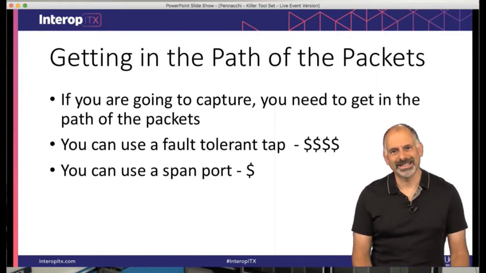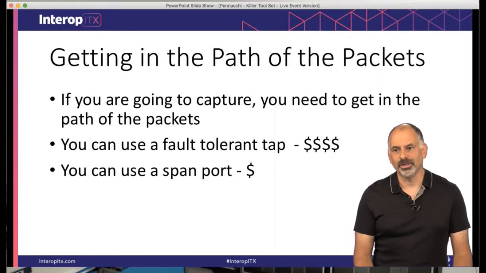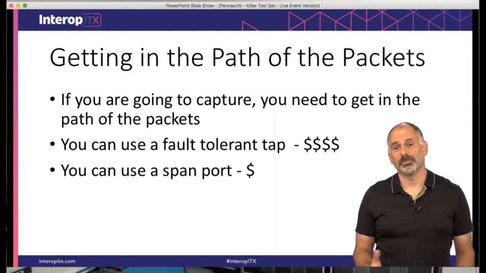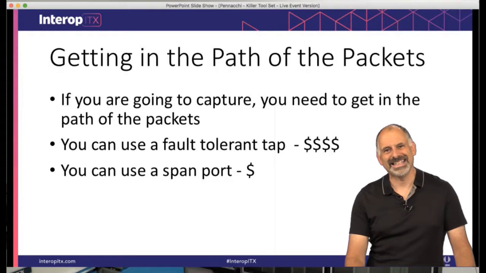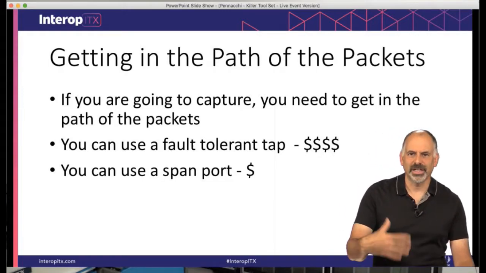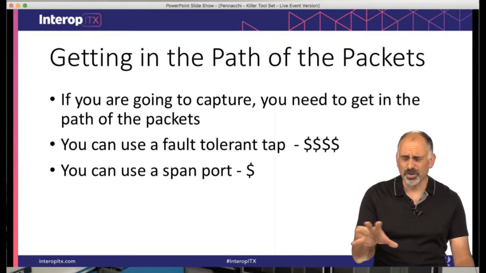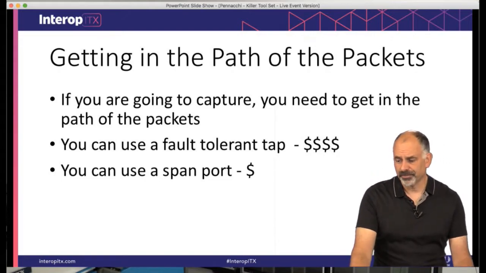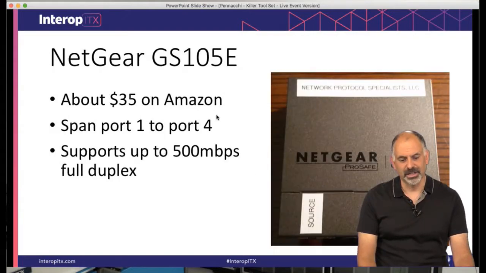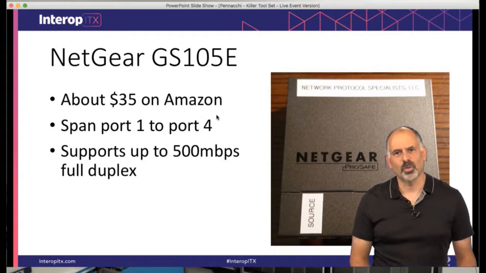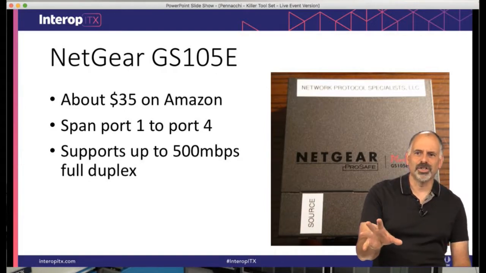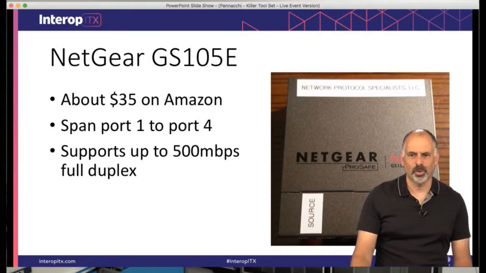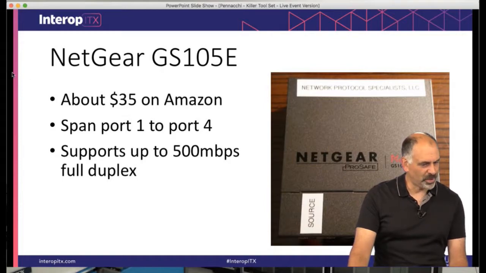If that isn't a big concern, if I just need to be able to get in line to be able to do a quick test, one of the things I can use is a span port. Now in most cases, span ports are available on my server, so it makes it really easy to be able to go in, connect up to the server or to the switch and monitor the servers. Okay. Now let me show you one that I put together, and that's our Netgear GS105E. This is about 35 bucks on Amazon, and what I can do is I can span port 1 to port 4, and this supports about 500 megabits per second full duplex.